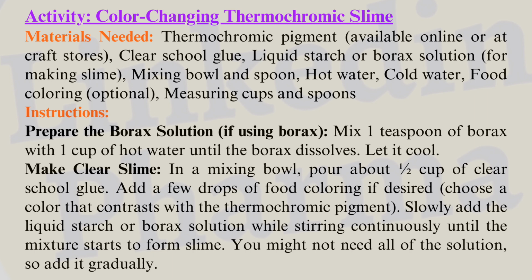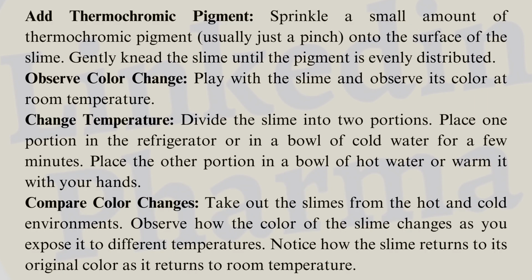You might not need all of the solution, so add it gradually. 3. Add thermochromic pigment. Sprinkle a small amount of thermochromic pigment, usually just a pinch, onto the surface of the slime. Gently knead the slime until the pigment is evenly distributed. 4. Observe color change. Play with the slime and observe its color at room temperature.